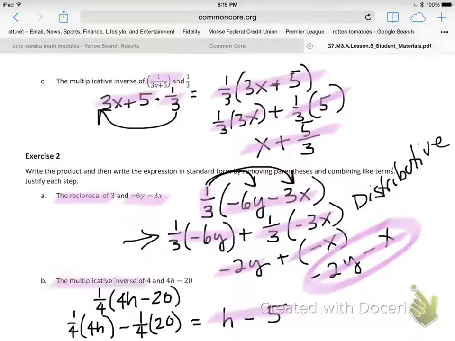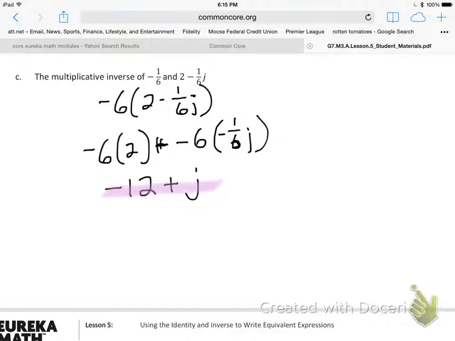B, multiplicative inverse of 4, which is 1/4. Okay, multiply that by this entire expression here. Distribute it out, 1/4 times the 4h minus the 1/4 times the 20. And 1/4 times 4h, of course, is just h. And then 1/4 times 20 is 5. And then that's a -5, of course, so h minus 5. Final answer.